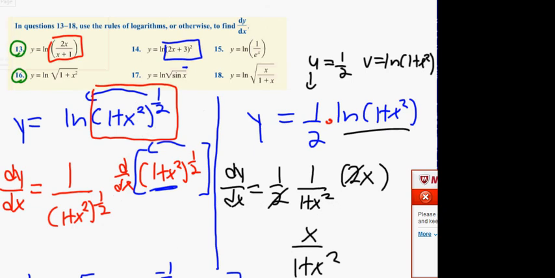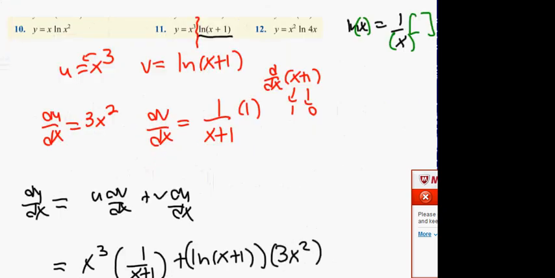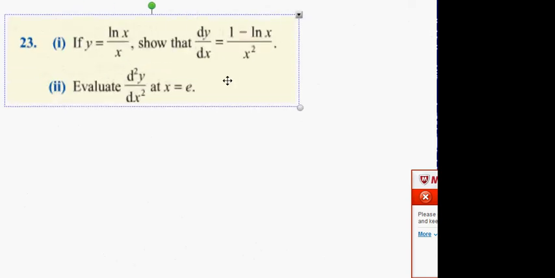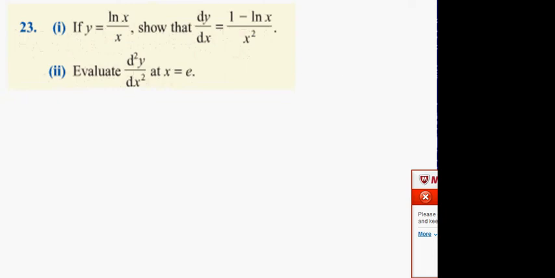What we're going to do next is go on to question 23, I think, because you haven't got that in the solutions. Now, look at this one here. What type of rule is this? Can anybody tell me? How do we do this? It's a quotient rule. Now, this question is completely different from something that looks like this.